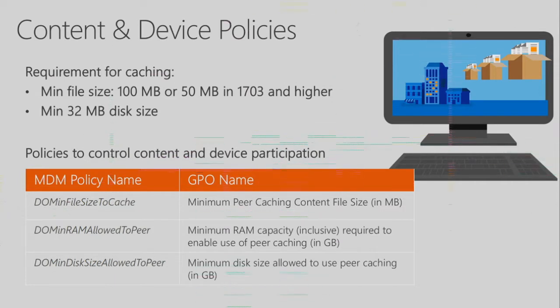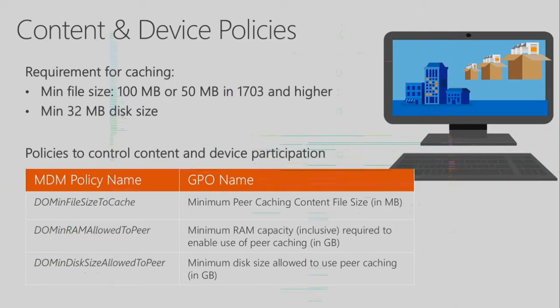Moving to content and device policies. So again, there's default behavior. If the content is a certain size, it's 100 megabytes in older releases, but starting in 1703, anything above 50 megabytes is going to be using peer-to-peer. If it's anything smaller than that, it's not going to even attempt to do peer-to-peer. It won't talk to the service to find peers. It will just do a plain HTTP download.